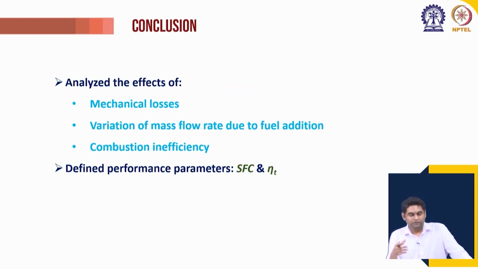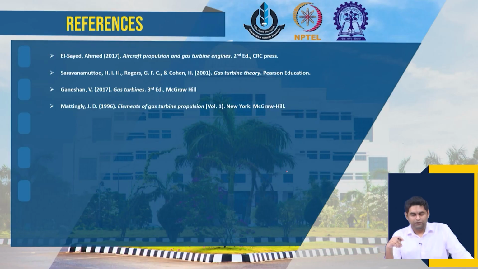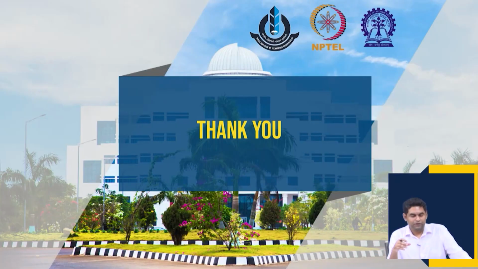So, to summarize what we have studied today, we have analyzed the effect of the last three types of differences: mechanical losses, variation of mass flow rate and combustion inefficiency, and finally, we have discussed two performance parameters, the specific fuel consumption and the thermal efficiency. So, these are the references, the books that we are following. With this, I thank you, and we will meet again in the next class. Thank you.